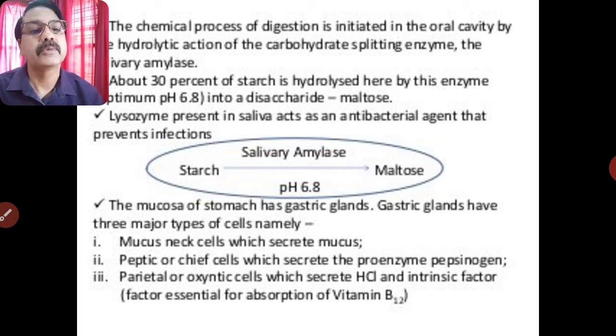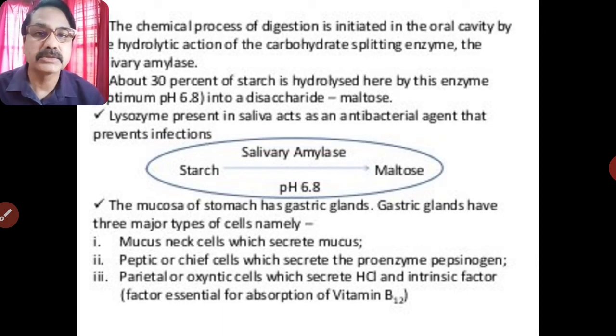Maltose is a type of sugar. The first process of digestion starts in the mouth itself, when the starch is converted into maltose, and salivary amylase helps in this process of conversion. About 30% of starch is hydrolyzed here by this enzyme. The optimum pH required is 6.8, so it is slightly acidic, converting starch into the disaccharide maltose.